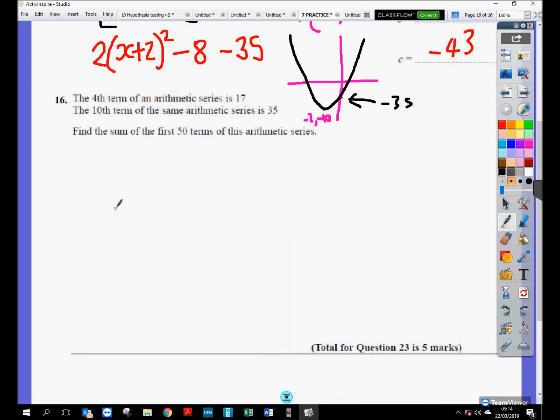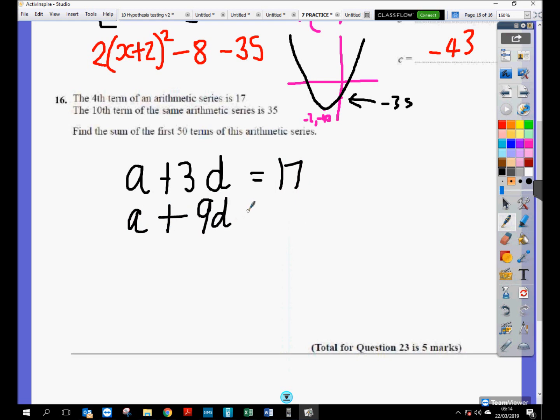Right, the last question of the paper. The fourth term of an arithmetic series. So the fourth term is a plus 3d. It's always a plus 1 less than the term number, times d. So a plus 3d is 17. And then for the next one, a plus 9d is 35. We have simultaneous equations here to work out a and d. You can work them out quite easily by subtracting.